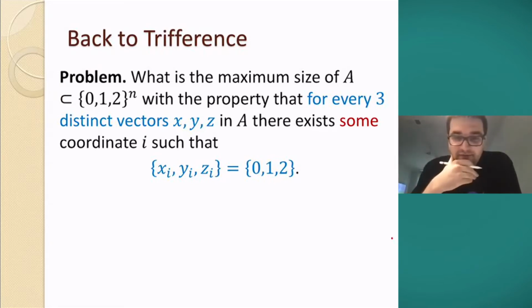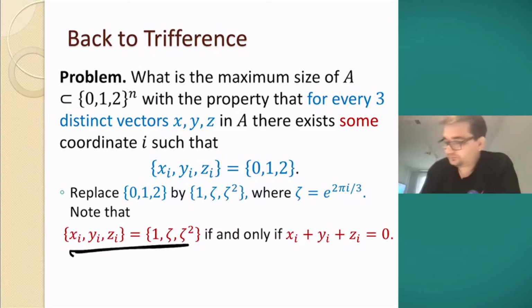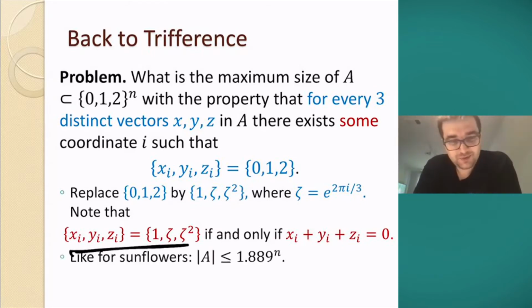Okay, it might look a bit different, but it turns out one can formulate an artificial structure by replacing this alphabet conveniently. So if you replace 0, 1, and 2 with these cube roots of unity, 1, zeta and zeta squared, where zeta is a primitive cube root of unity, well, this condition that these guys are distinct is completely equivalent to the fact that the sum is 0. And so one can hope to hit it with slice rank, like for sunflowers, it's almost the same polynomial up to this constant of 2. And it turns out this is indeed possible.